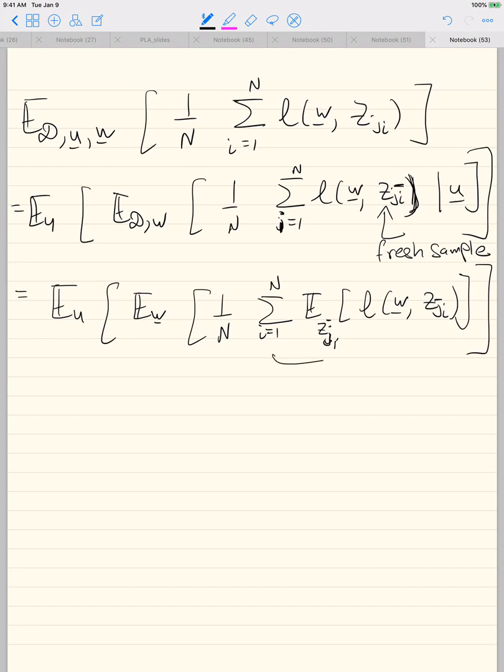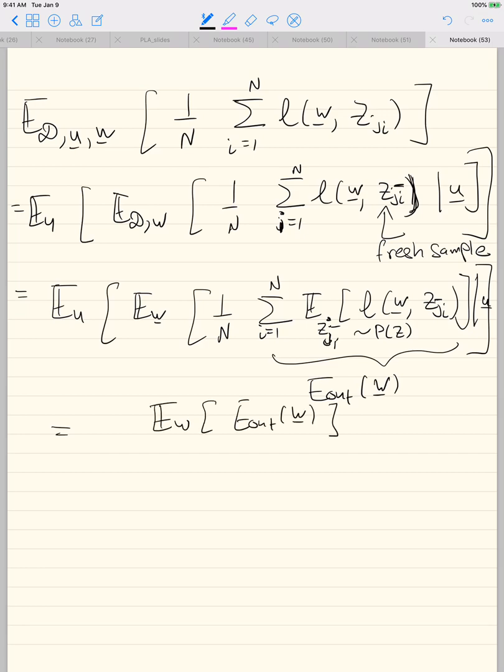The point is this quantity here is just E out of W. It does not depend on, this is basically the expectation of the loss function with respect to ZJI bar, right? ZJI bar is sampled from PZ and it's independent of the points in the training set. So this is just a definition of E out, just averaging it n times. And U is now no longer relevant. I should have a conditioning on U, but it just goes away. And all of this is EW of E out of W.